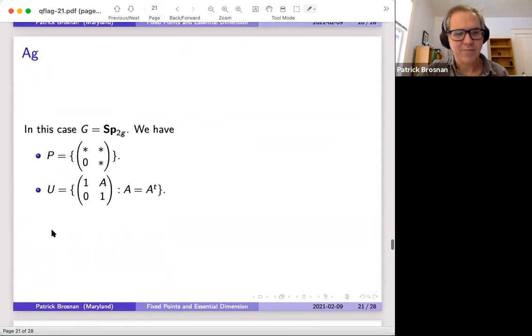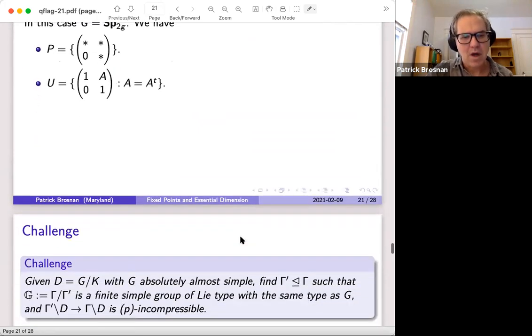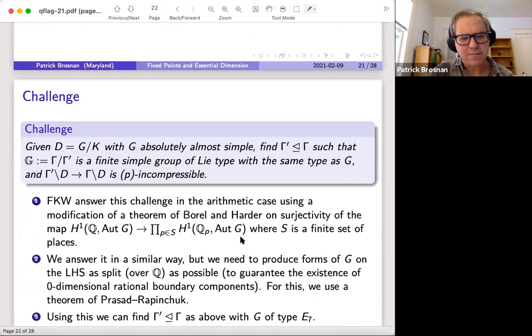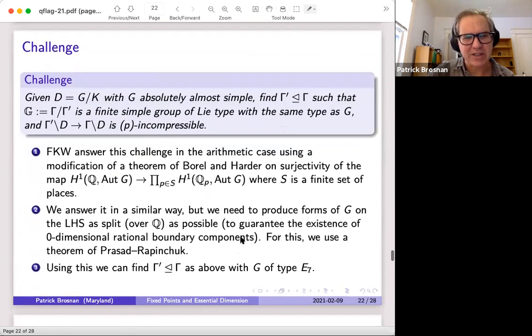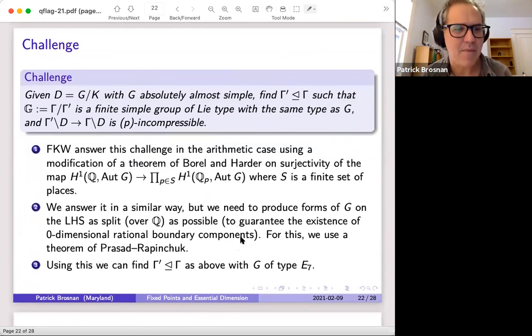So what I didn't write here is this proves the incompressibility for AG. Okay, now there's a challenge that takes up some part of FKW and some part of our paper too. And that is this.